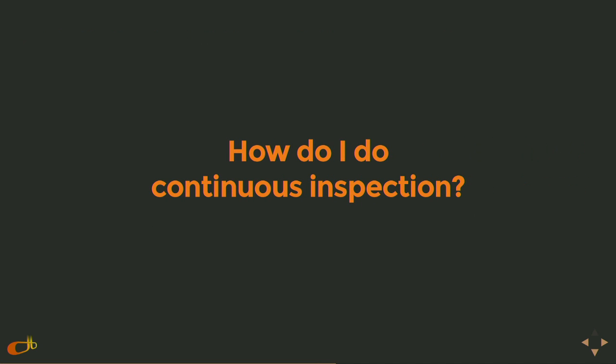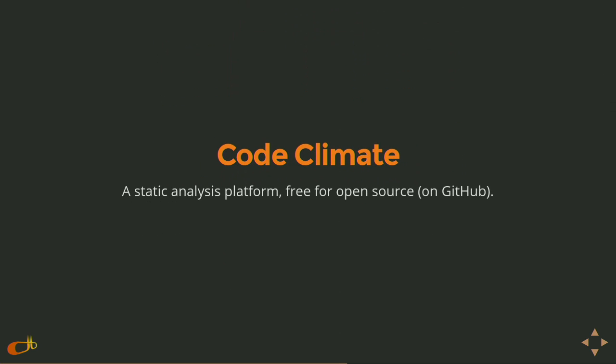So we've gone through all the examples. There are many more examples we could have gone through, but how do I apply continuous inspection or static analysis to my project? How do you get started today? I recommend a tool out there. It's actually a cloud platform called CodeClimate. It's free for open source projects on GitHub.